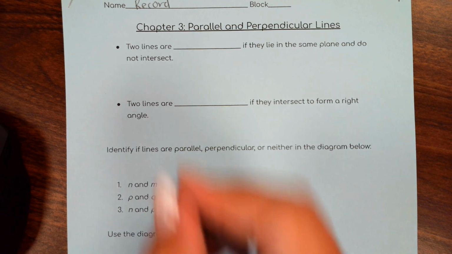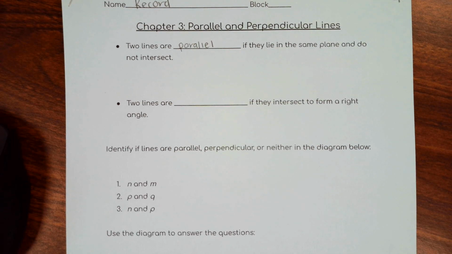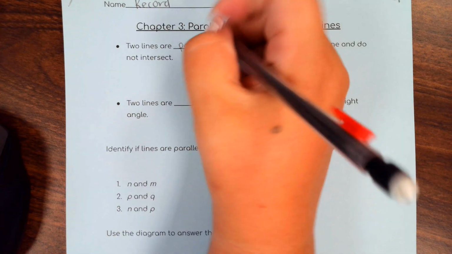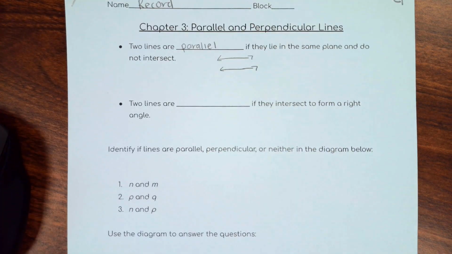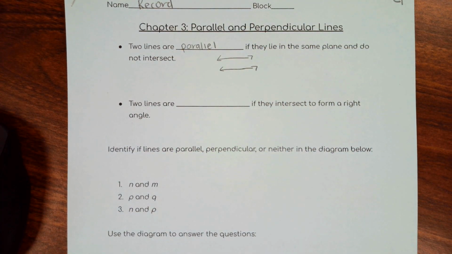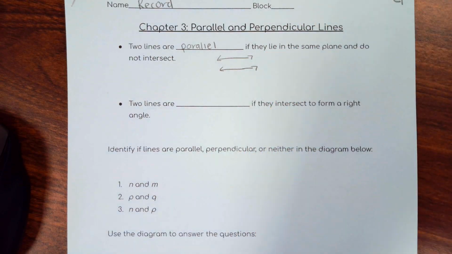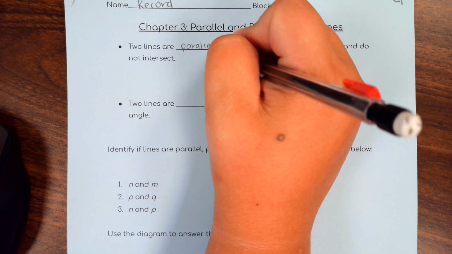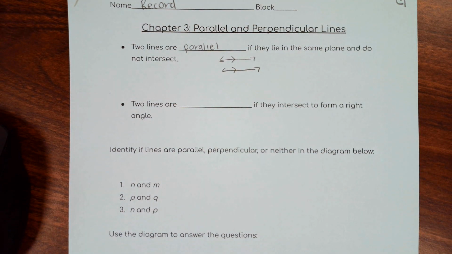So, two lines are parallel if they lie in the same plane and do not intersect. So, parallel lines will look like that. If lines look parallel, we can't say they're definitely parallel. They could be a tiny bit diagonal, so eventually they would intersect. The way that we say that they're parallel is we put little arrows on them like that.